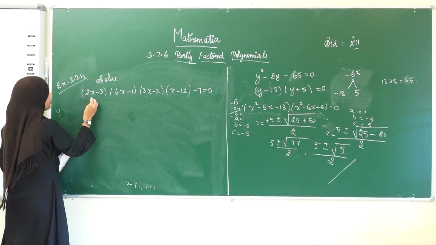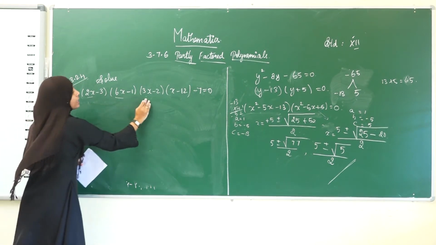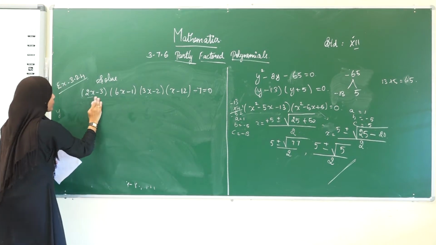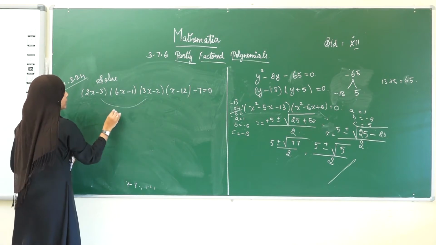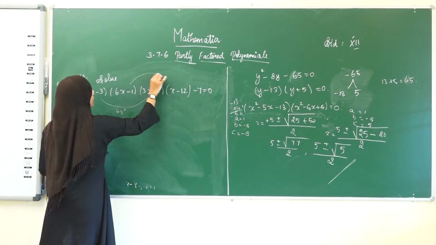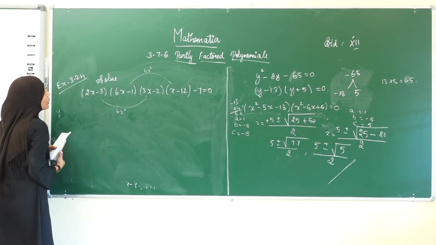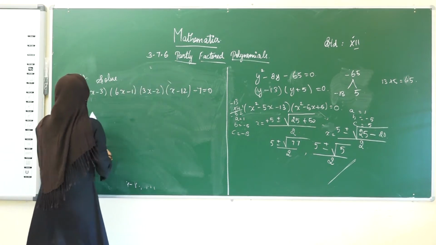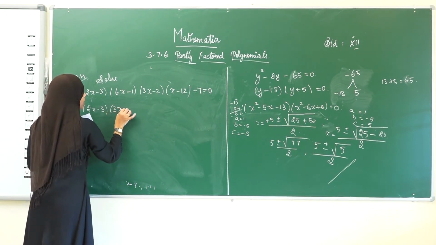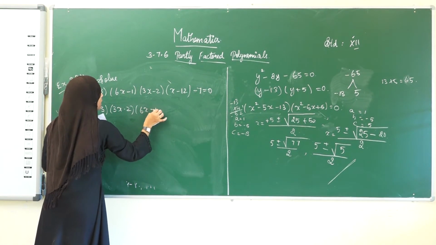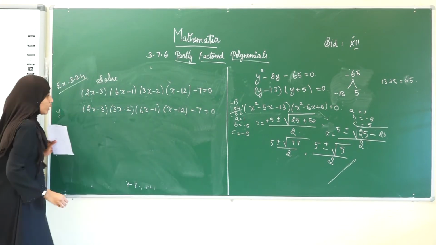Okay, see here 2x, here it is 6x. When you are multiplying this we get 12x square, and this one we get 3x square. So we should not take this. Okay, consider this and this. So when we multiply the first terms, that is 6x square, and this one and this term we get 6x square, right? See, the first terms are the same, so we are going to take these pairs. So we are going to rearrange it, that is 2x minus 3 into 3x minus 2, and then 6x minus 1 into x minus 12 minus 7 equal to 0. So we are going to multiply these terms.